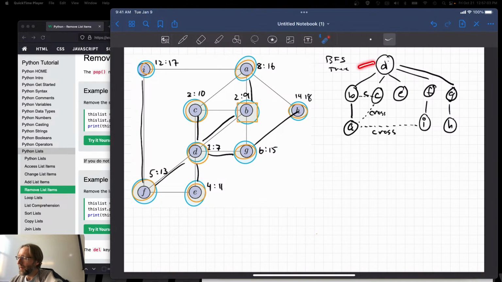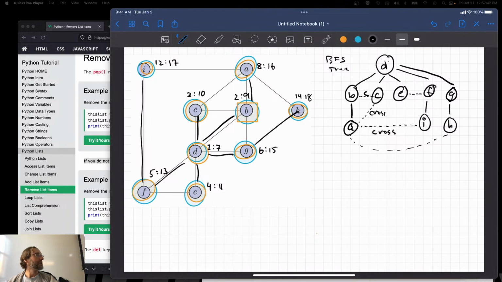Could there be a back edge? What if we had D to A? Yeah, that would be a shorter path, and therefore BFS from D would have discovered that immediately. This would have been one level up off of this. So are forward edges or back edges possible? Nope, because it's BFS. Only cross edges are possible. A and H, very distant cousins there. F and E, siblings again. And I think I got them all there.